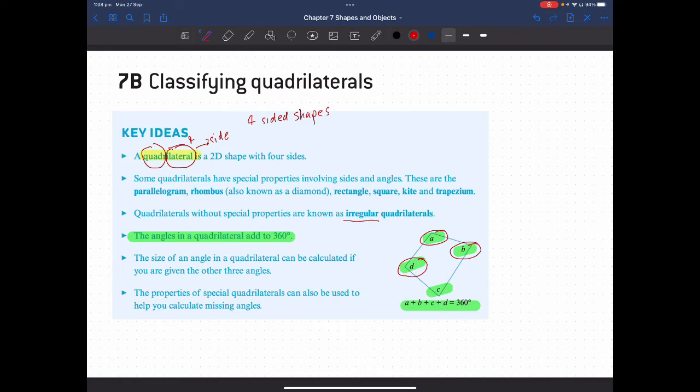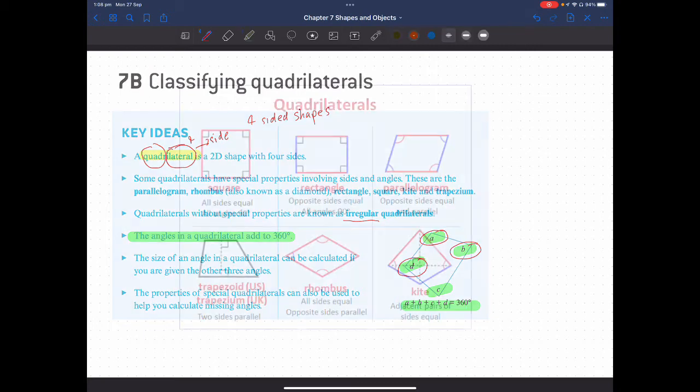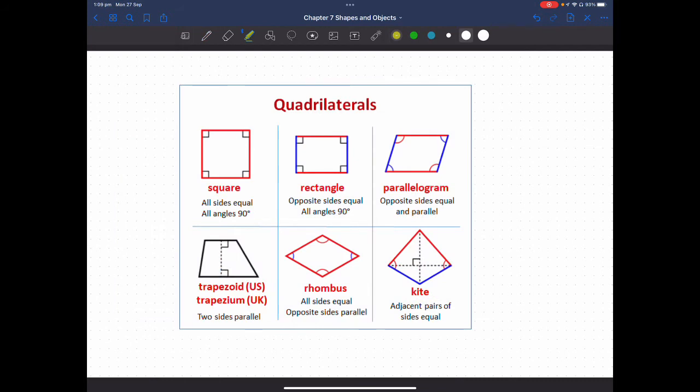Now we're going to consider some special quadrilaterals. Here are 6 quadrilaterals. The first one we have is a square. On our square, all sides are equal in length. This is often represented by using a little line, like that, like that, like that, and like that. That one line indicates each of those sides are the same length.